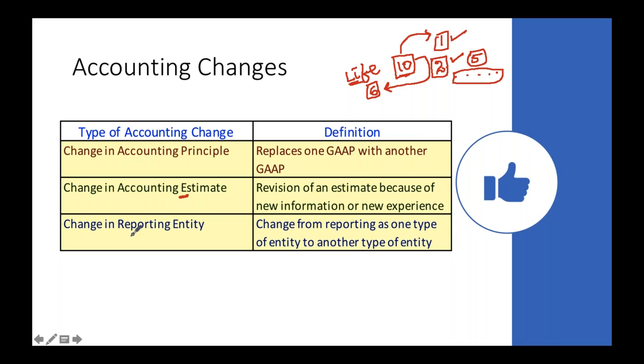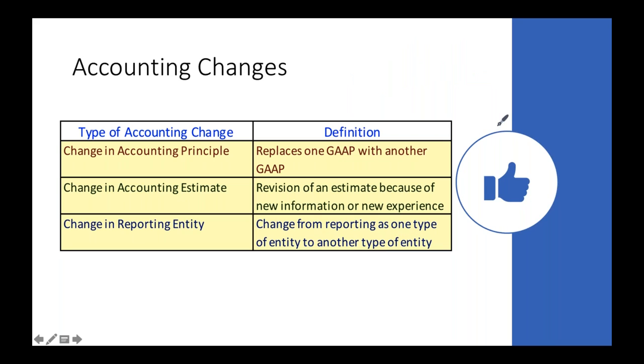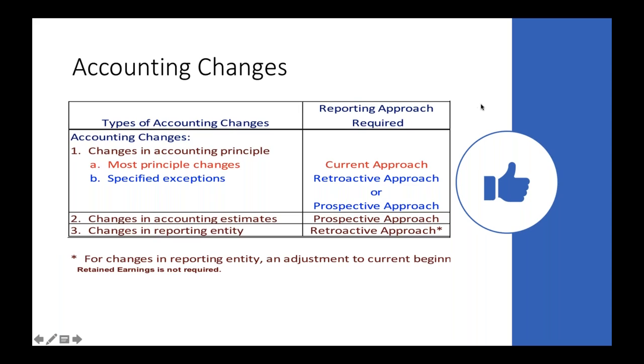We'll also see changes in reporting entity. So the reporting entity changes from one type of entity into another type, like a consolidated reporting entity becoming an individual reporting entity, or some individual reporting entities now becoming a consolidated reporting entity. What is the impact of the same?